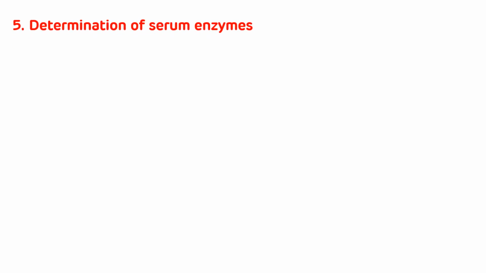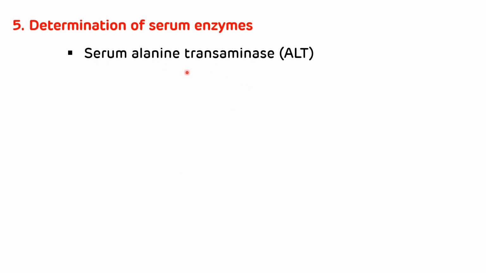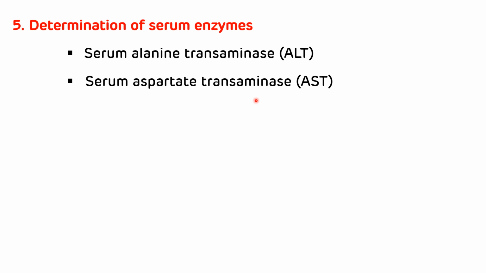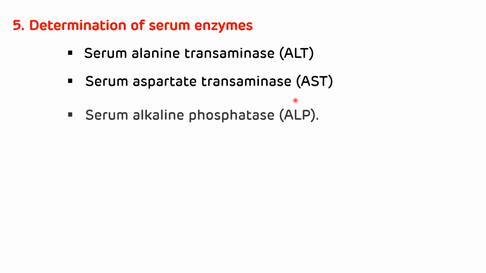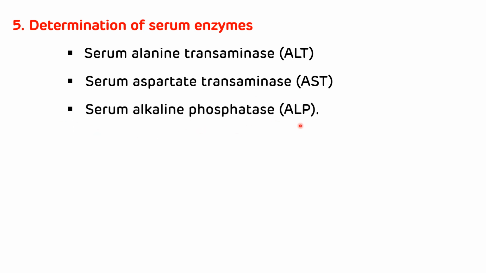Fifth class is determination of serum enzymes. In that, first one is estimation of serum ALT level. Second one is estimation of serum AST level. And the third one is estimation of serum ALP level, that is alkaline phosphatase. Estimation of serum ALT and serum AST level is done when there is hepatocellular damage, and the estimation of serum ALP is done when there is cholestasis, that is obstructive liver disease.